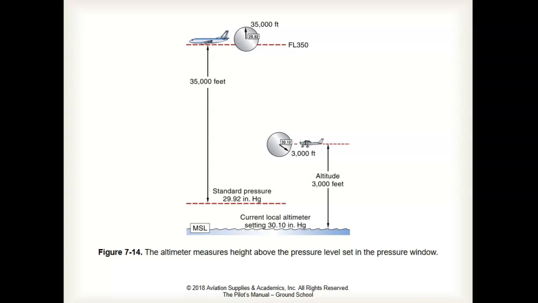The aircraft on the right has the local altimeter setting of 30.10 set in the Kollsman window. And because of that, the altimeter shows the height above sea level, because the local altimeter is the pressure at sea level.